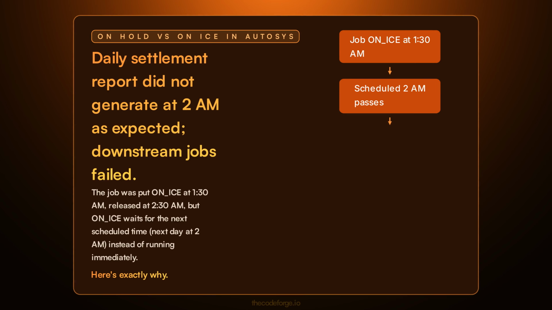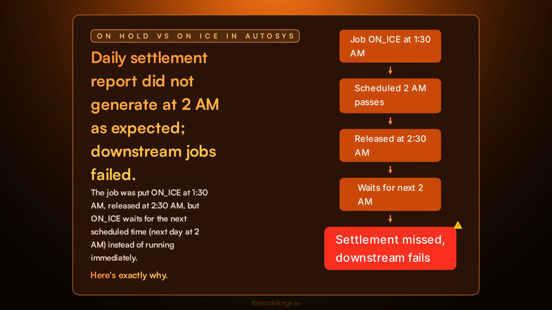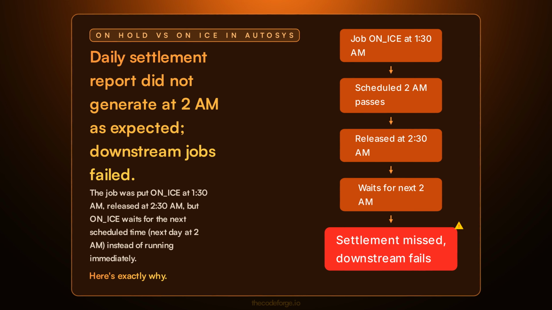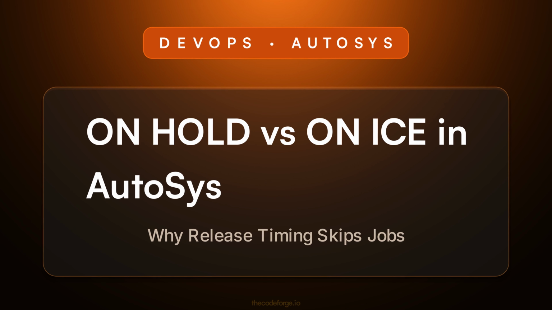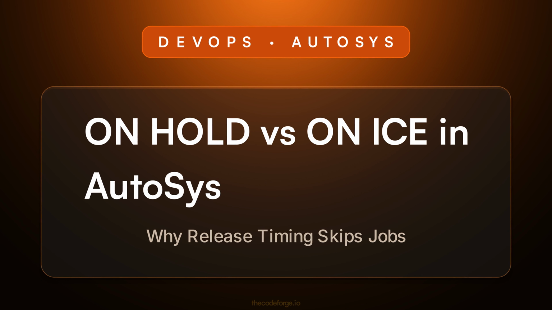The daily settlement report never ran at 2 a.m. and downstream jobs failed. The root cause? A job released from ON ICE doesn't run immediately. It waits for the next scheduled cycle. Let's break down ON HOLD versus ON ICE in AutoSys, how it works, and the exact mistake behind that failure.